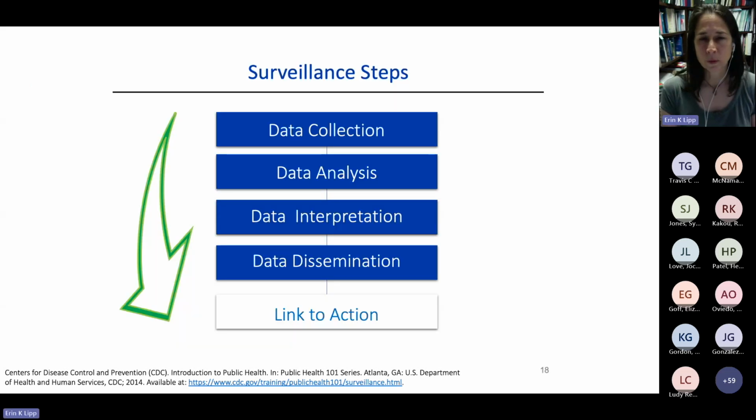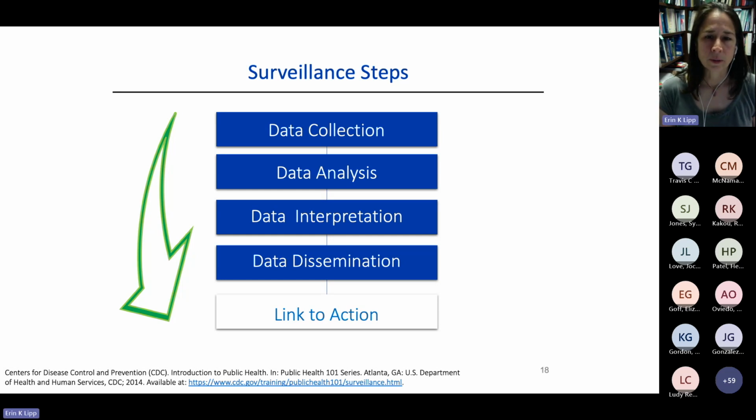So if we go through what you would expect surveillance steps to be and how wastewater fits in here, the first thing you're going to need is your data collection. The data need to be analyzed and interpreted, disseminated, and then the last one is the link to action. That's really the critical step, and I think it's important to have these conversations with the people doing all of the data collection and analysis, and what that means in terms of how we're linking that to public health action.